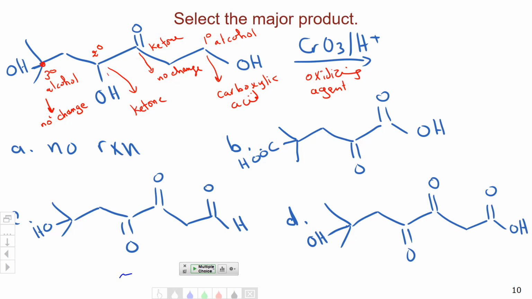So I'm looking for the end material. The tertiary alcohol, no change. So these two have the tertiary alcohol, no change. The secondary into a ketone, so these seem to be going well. The ketone not changed, and I need the primary alcohol to go all the way to carboxylic acid. In here, C stopped at an aldehyde. So D is the right answer.